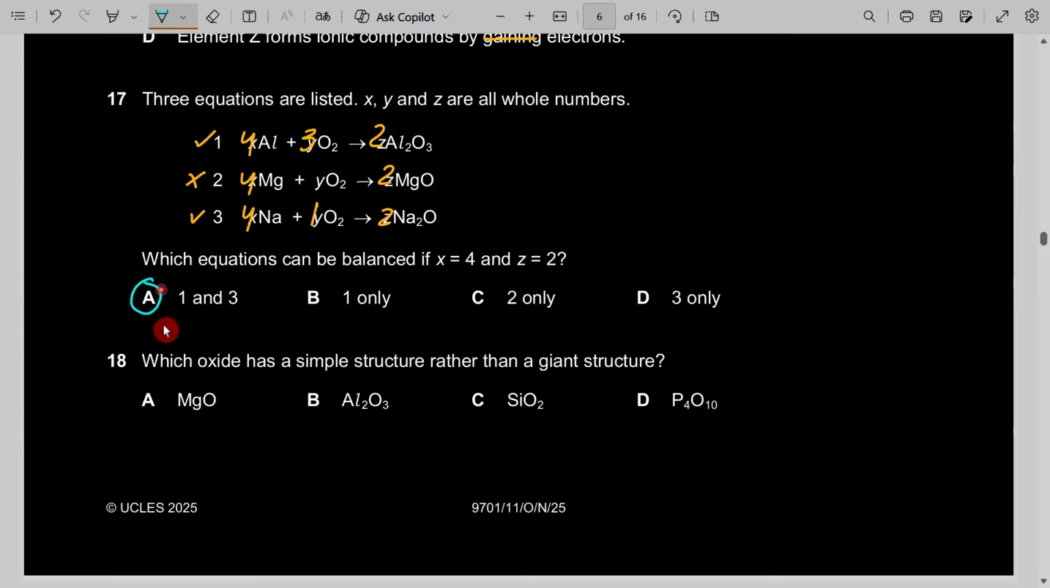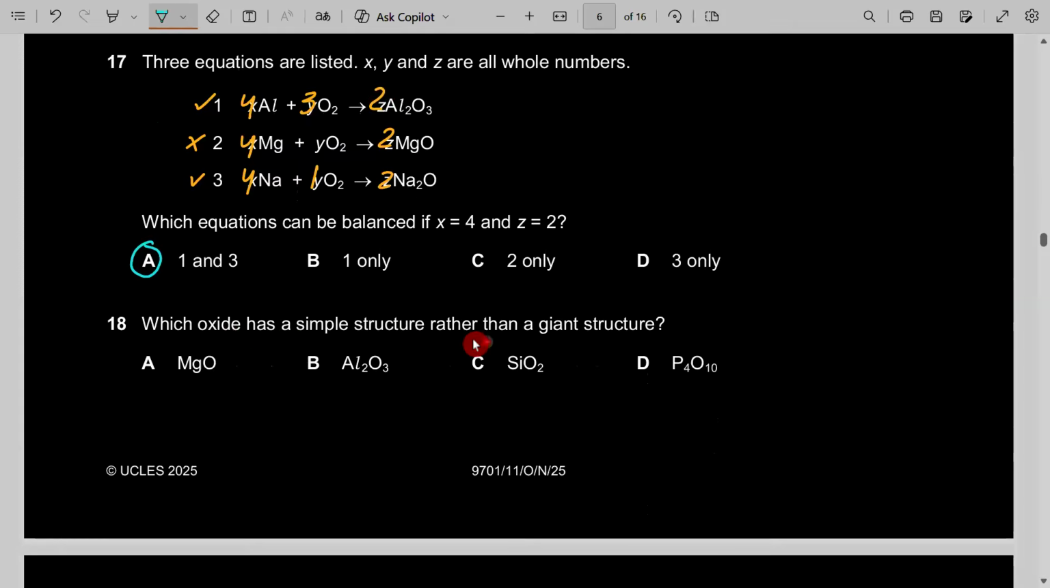Now question number 18, which oxide has a simple structure rather than a giant structure? So we remember MgO is an ionic compound, so it has a giant structure. Aluminum oxide is also a giant ionic compound, and SiO2 is basically also a giant structure.